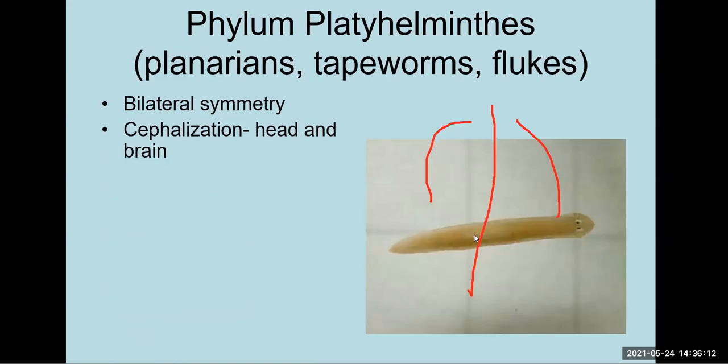Now let's go to the flatworms. What are examples of flatworms? These include the tapeworms. Have you ever seen a tapeworm?